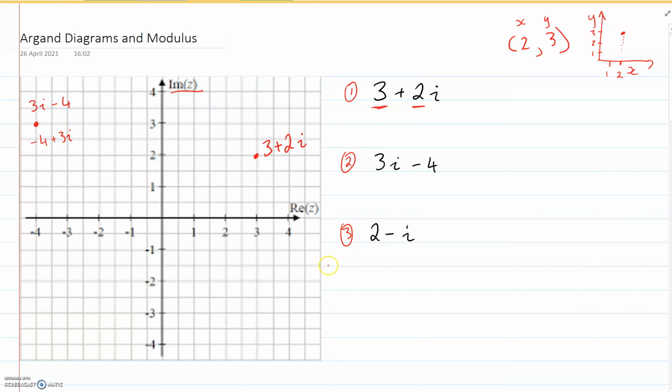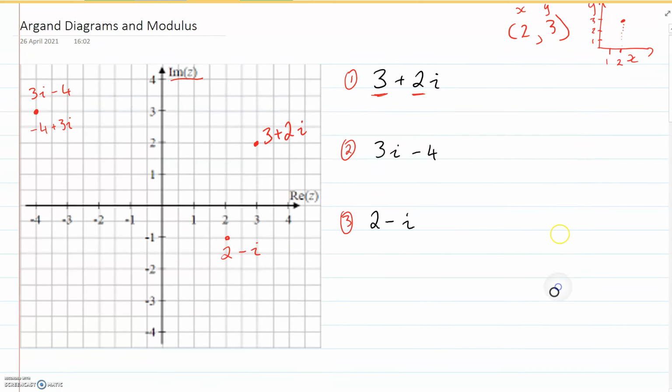And the last example that I'll use here is 2 minus i. So again, over to 2 on the real axis and down to -1 on the imaginary axis. We're talking about how many i's, and when you have just -i, you're talking about -1i. So this here is the point 2 minus i.